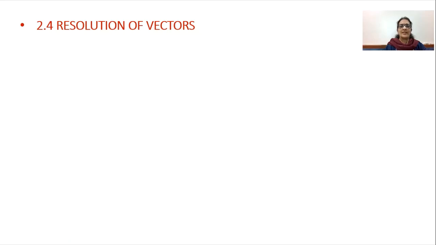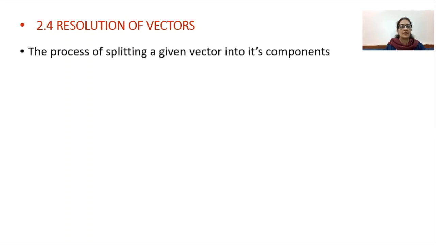The next part is resolution of vectors. Up till now, we have seen that two or more than two vectors can be added together to have a single vector. Means we are getting one single vector from a number of vectors. If now the process is reversed, that is, if we have a single vector and we split that single vector into a number of vectors to have the same effect as that single vector, then it is called resolution of vectors. The process of splitting a given vector into its components.